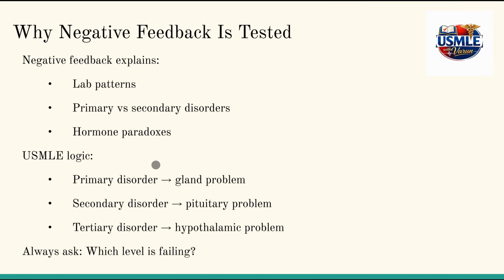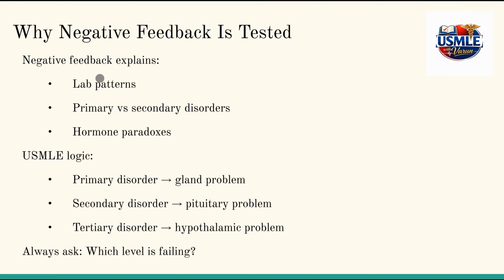When we differentiate between primary and secondary disorders, the primary disorder arises from the gland itself. There's a problem in the gland, whereas secondary disorders arise from pituitary dysfunction, or a pituitary problem. Tertiary disorders arise from hypothalamic dysfunction. Primary disorder, there's a defect in the gland. Secondary disorder, there is a defect in the pituitary. And tertiary disorder, there is a defect in the hypothalamus.